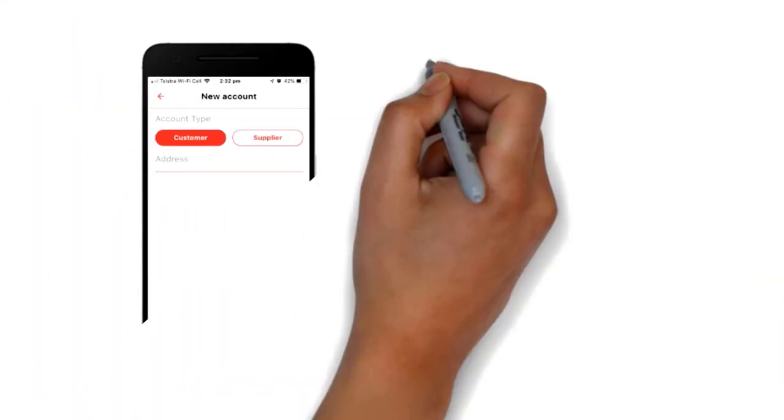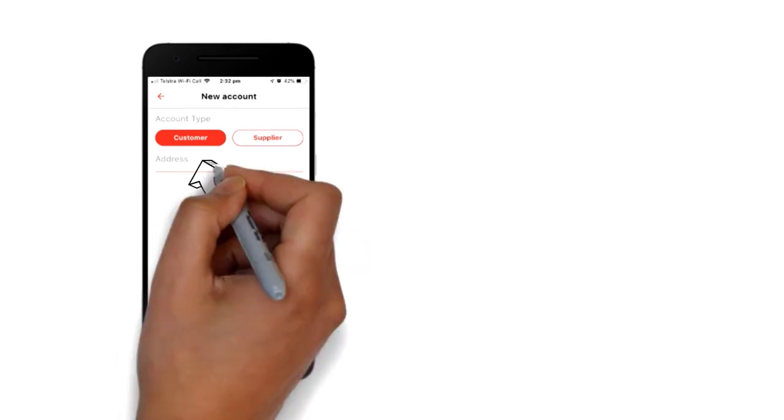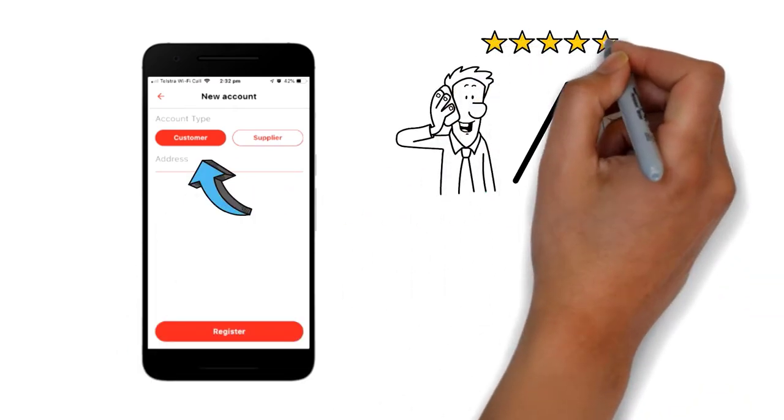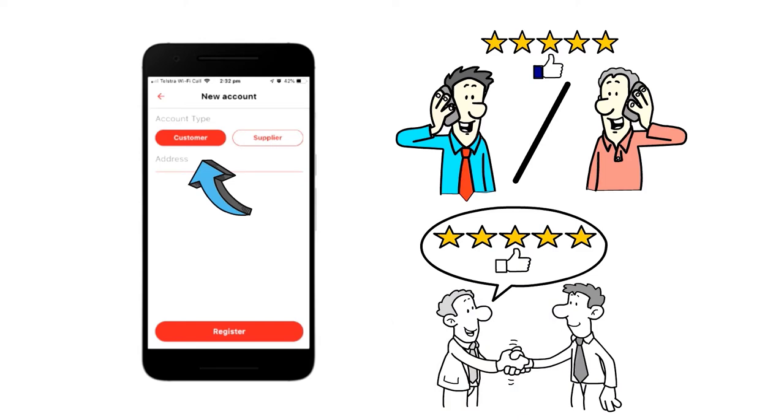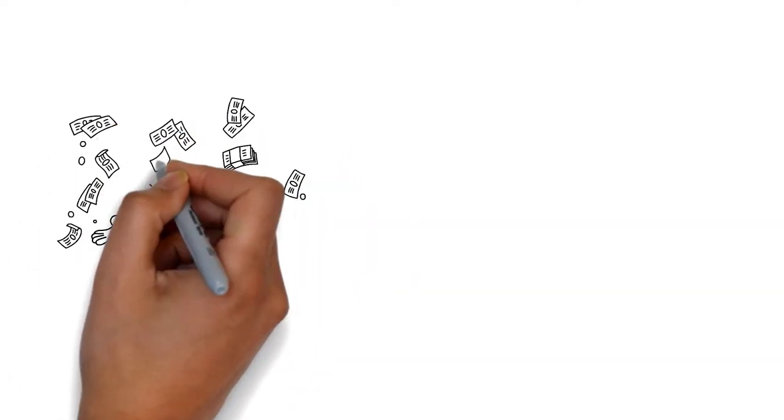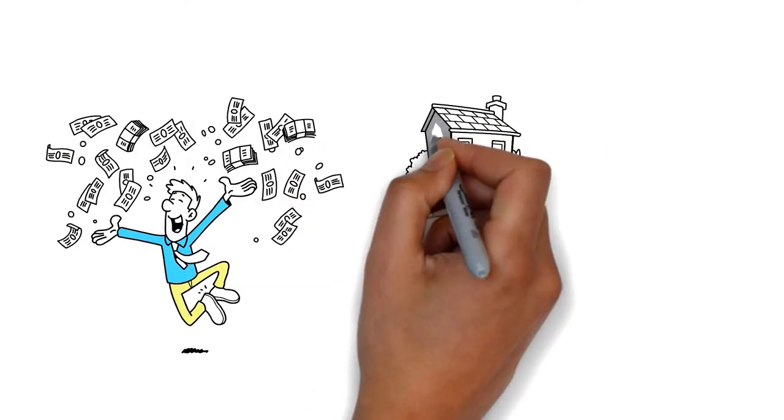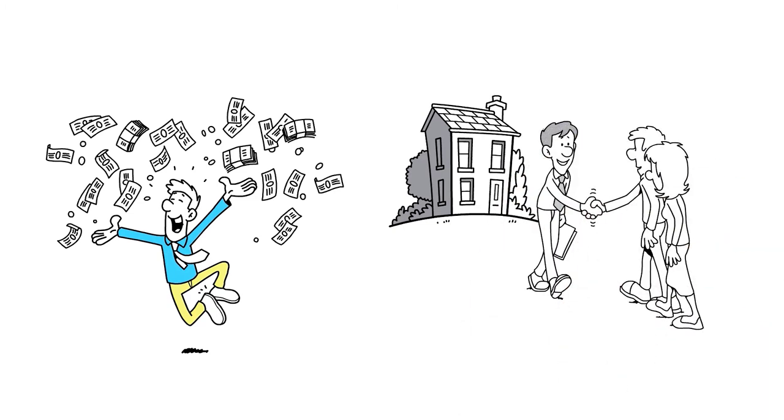Download the HireMate app and register as a customer and start renting equipment from your neighbor just around the corner. At prices up to 40% cheaper, it's like having a mate's rates all across your area.